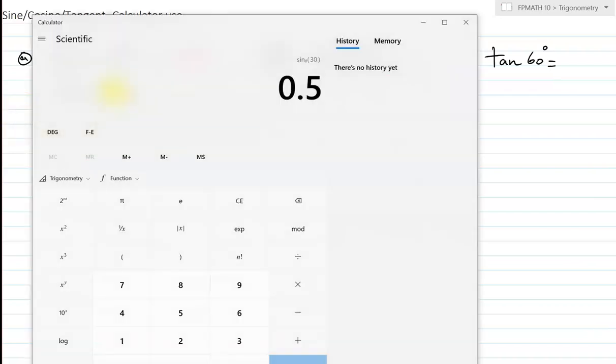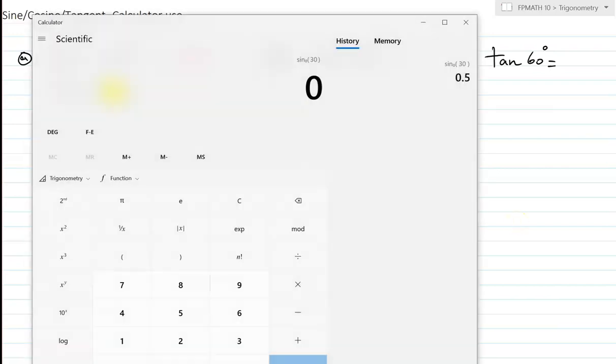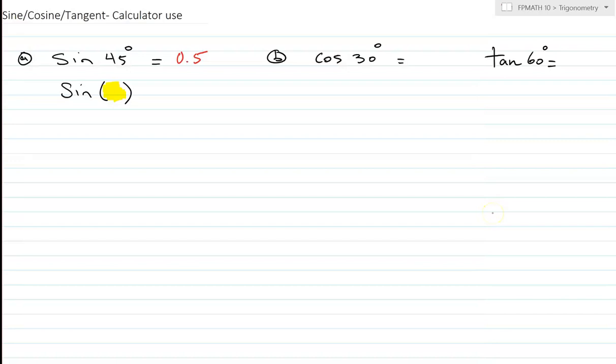So here it is, cosine. Let's clear this. So again, that was cos of 30 degrees. So I'm going to do 30. This time I'm going to press cosine, and I get this massive irrational number that goes forever. But I'm going to truncate it at 0.866. So in this case, it would be 0.866. And then you can go ahead and do the tangent.